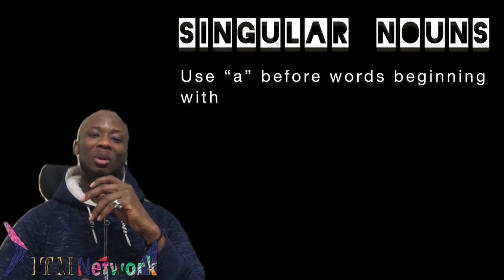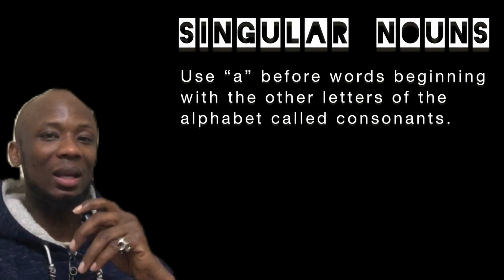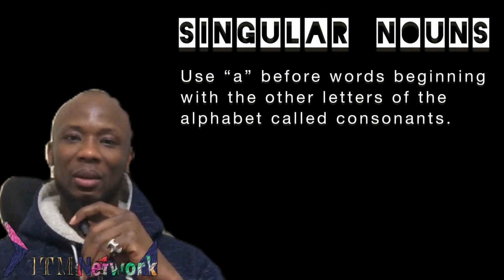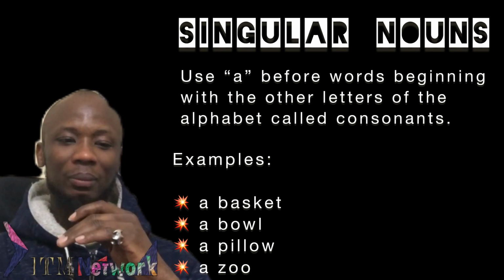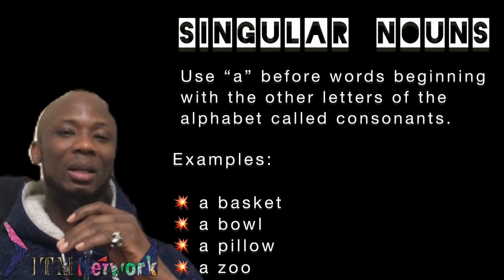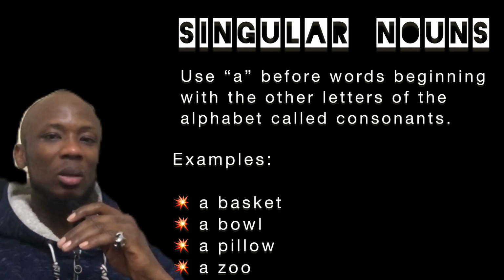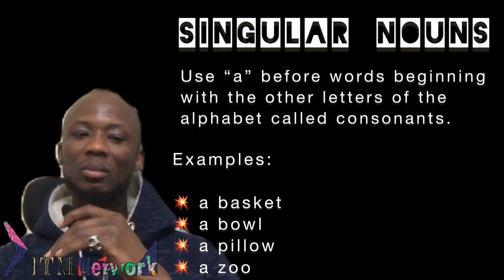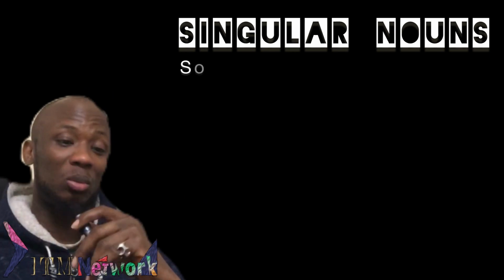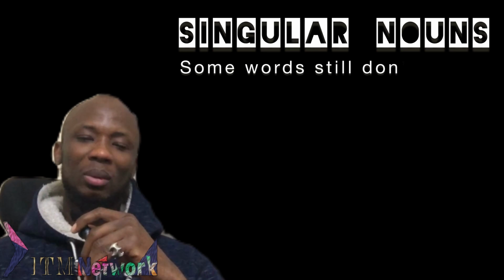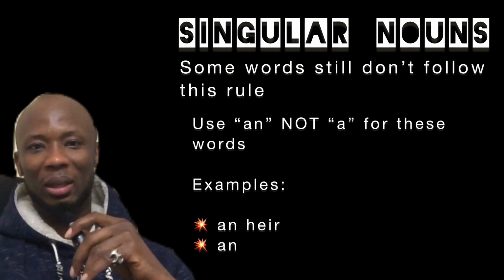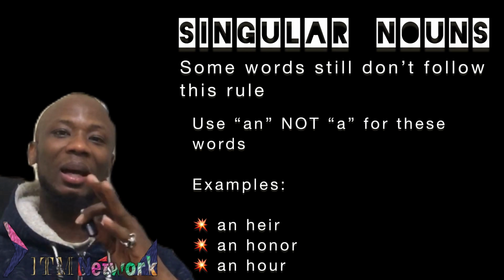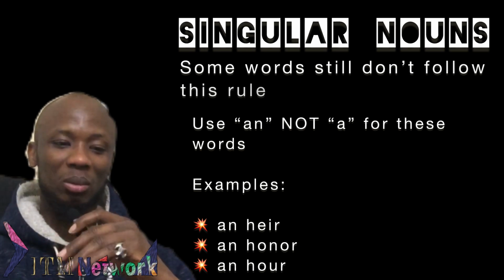Use a before other letters. These other letters are called consonants. So, for example, if I want to say basket, I would say a basket. That's a consonant, so I can use a before it. Zoo, a zoo. But some words still don't follow this rule. For example, honor. Honor starts with a consonant letter, and you say an honor. It's an honor to meet you.